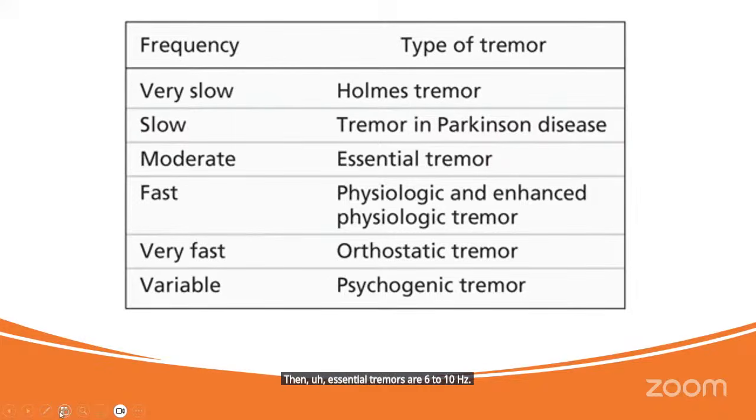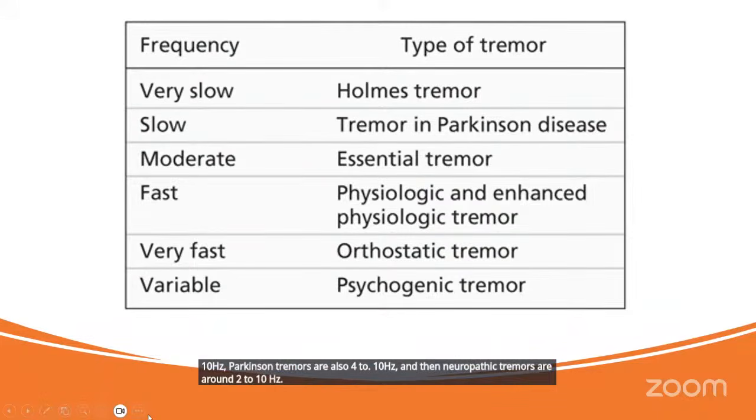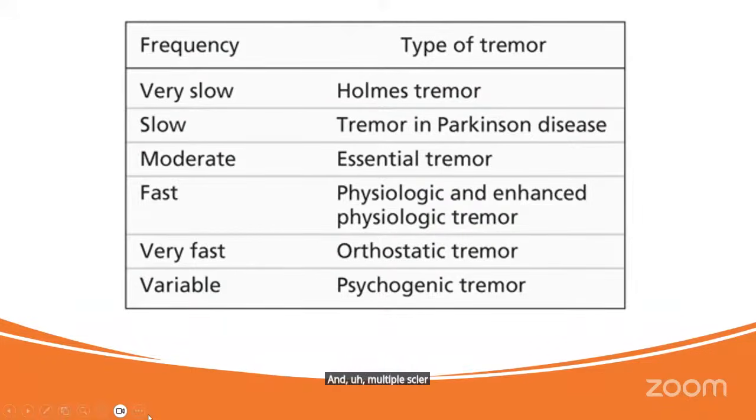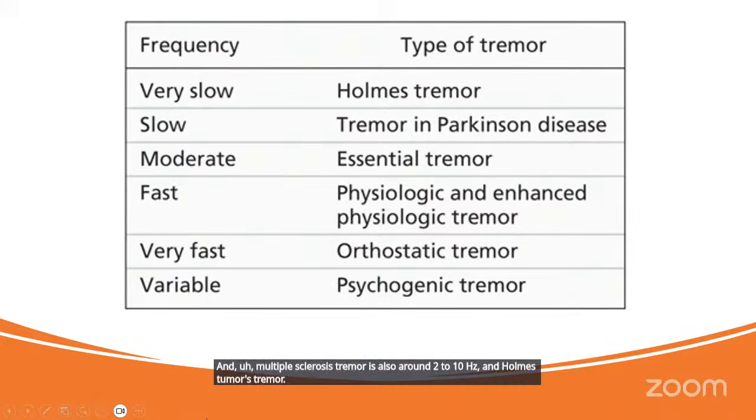Then psychogenic tremors are variable. Dystonic tremors are 3 to 10 hertz, and task and position specific tremors are also 3 to 10 hertz. Parkinson tremors are also 4 to 10 hertz, and then neuropathic tremors are around 2 to 10 hertz, and multiple sclerosis tremor is also around 2 to 10 hertz, and Holmes tremor or rubral tremor is 2 to 4 hertz.